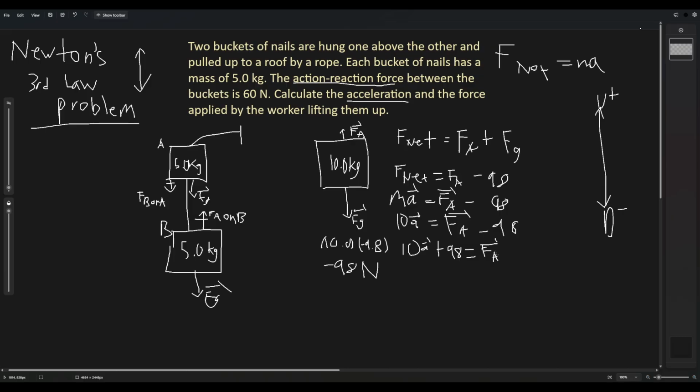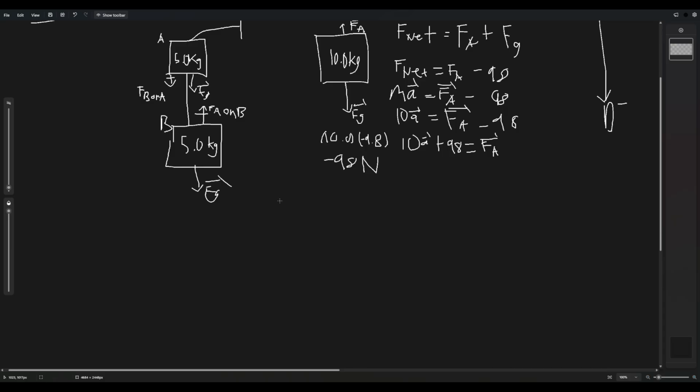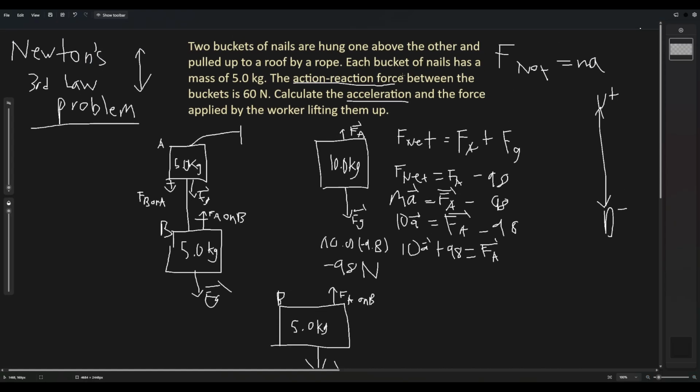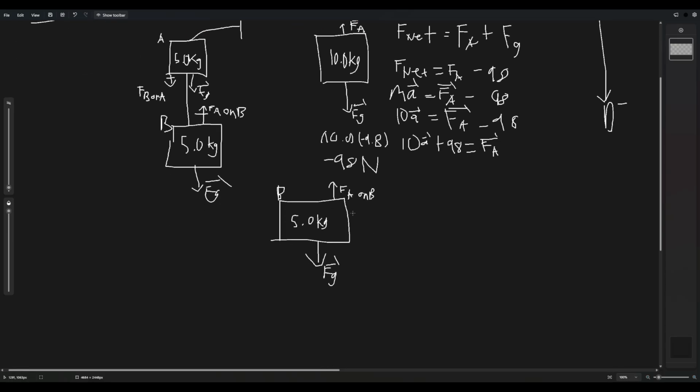Now once you've found that, you want to isolate one of the blocks from here. Personally, I'm going to isolate box B. What that's going to help you is, since it's a system and they all have the same acceleration, if you find the acceleration of this, then you also have the same acceleration for this to find applied force. So this is 5 kilograms. This is box B. Forces acting are gravity, and this is force A on B, which we know from the question is 60 newtons. So we can label this as 60 newtons up.